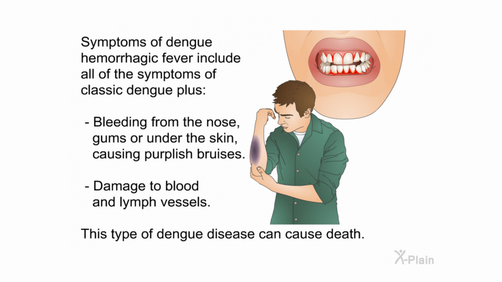Symptoms of dengue hemorrhagic fever include all of the symptoms of classic dengue plus bleeding from the nose, gums, or under the skin, causing purplish bruises, damage to blood and lymph vessels. This type of dengue disease can cause death.